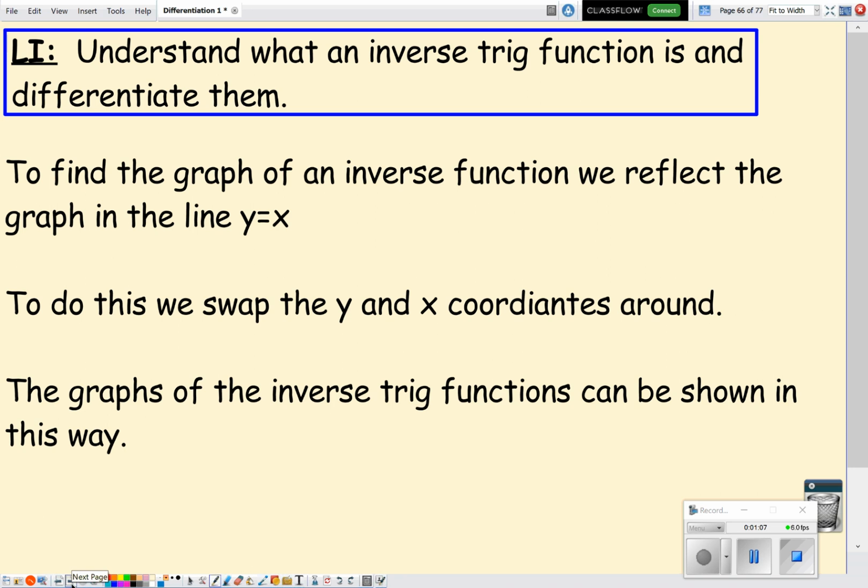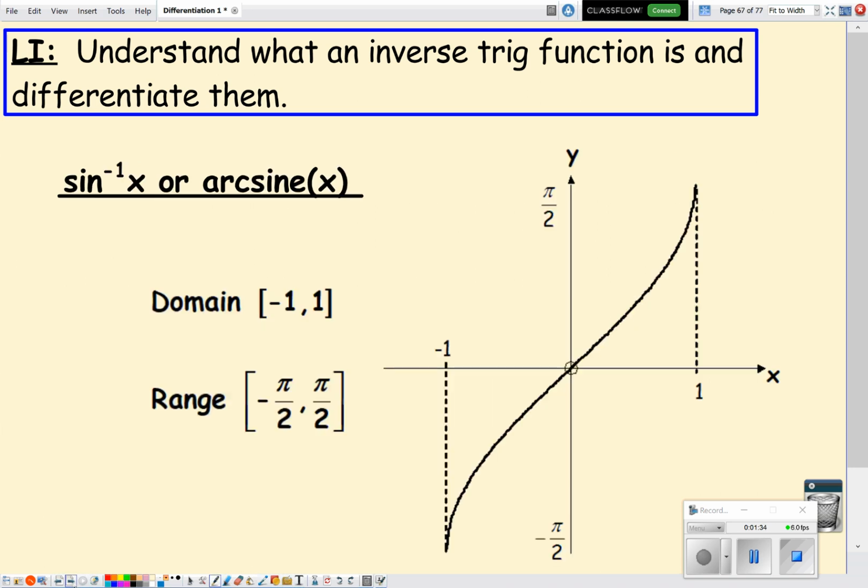Let's have a wee recap though from Higher, okay? Let's have a wee think about inverse functions for a second. Basically the graph of an inverse function, remember, to draw that you reflect the graph in the line y equals x. The quick way to do that would be to take all the x and y coordinates and swap them around, essentially swapping the x-axis for the y-axis. And the graphs of the inverse trig functions can be shown in the same way.